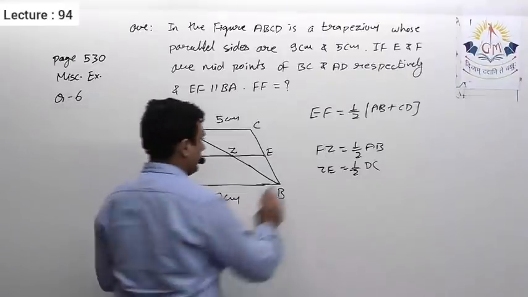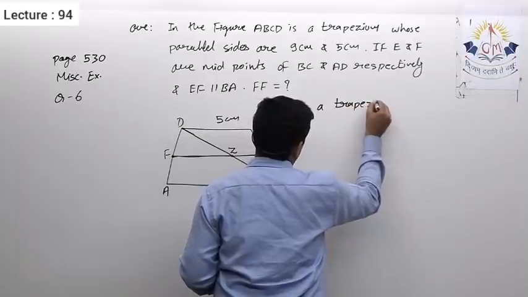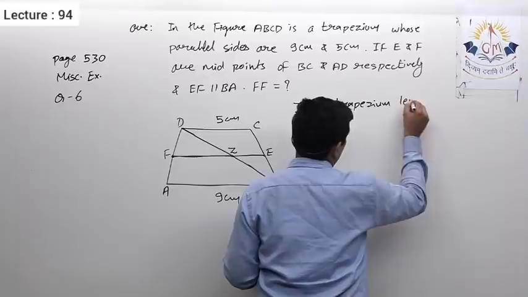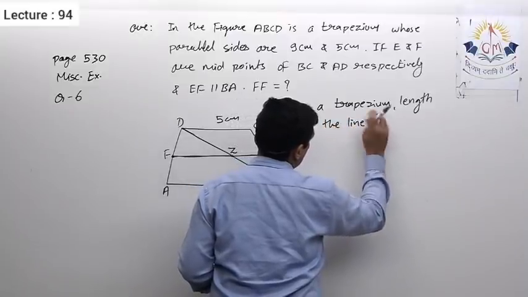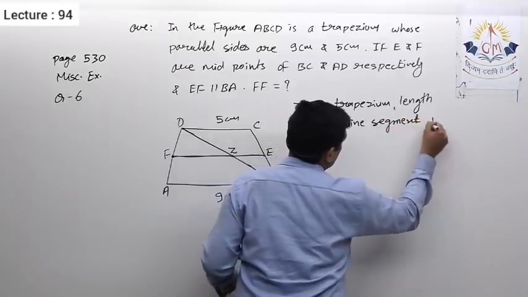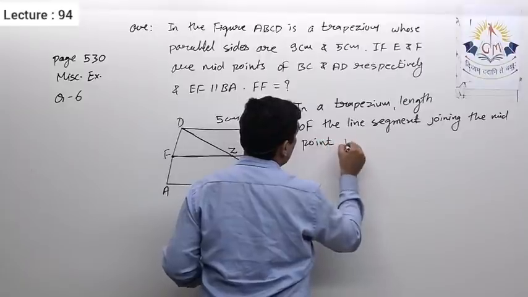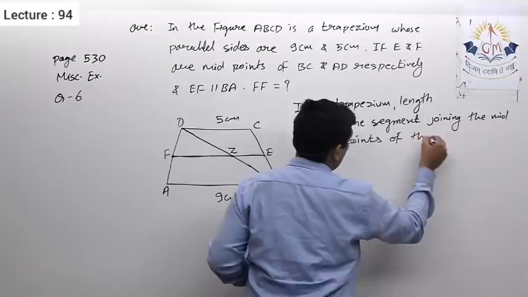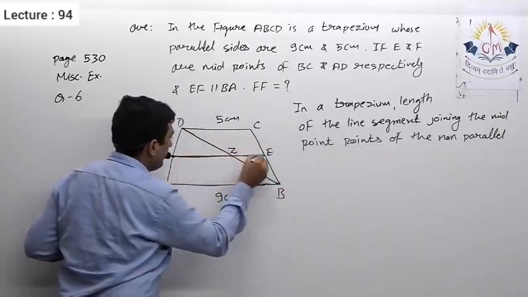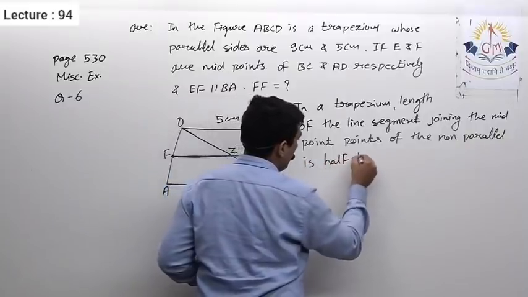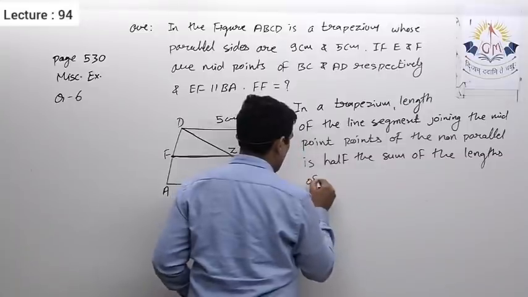So here we will just use that concept. Here we write: in a trapezium, the length of the line segment joining the midpoints of the non-parallel sides is half the length of the parallel sides.